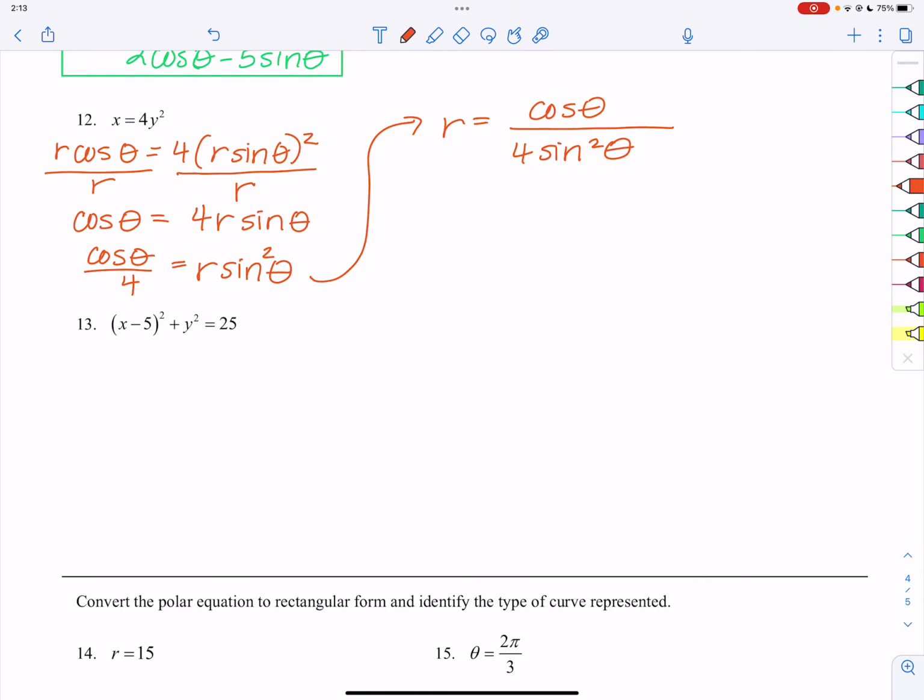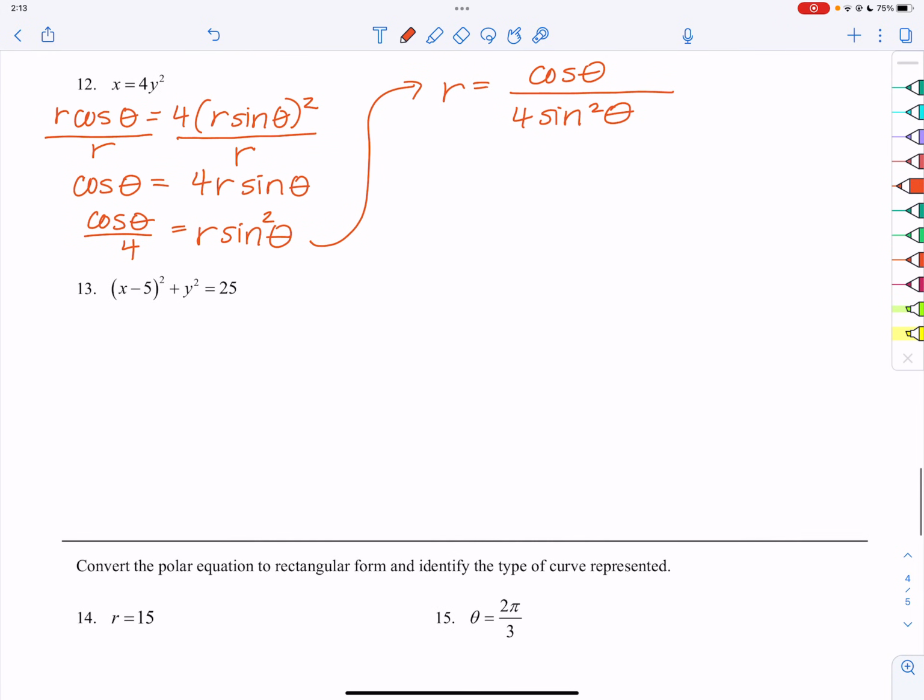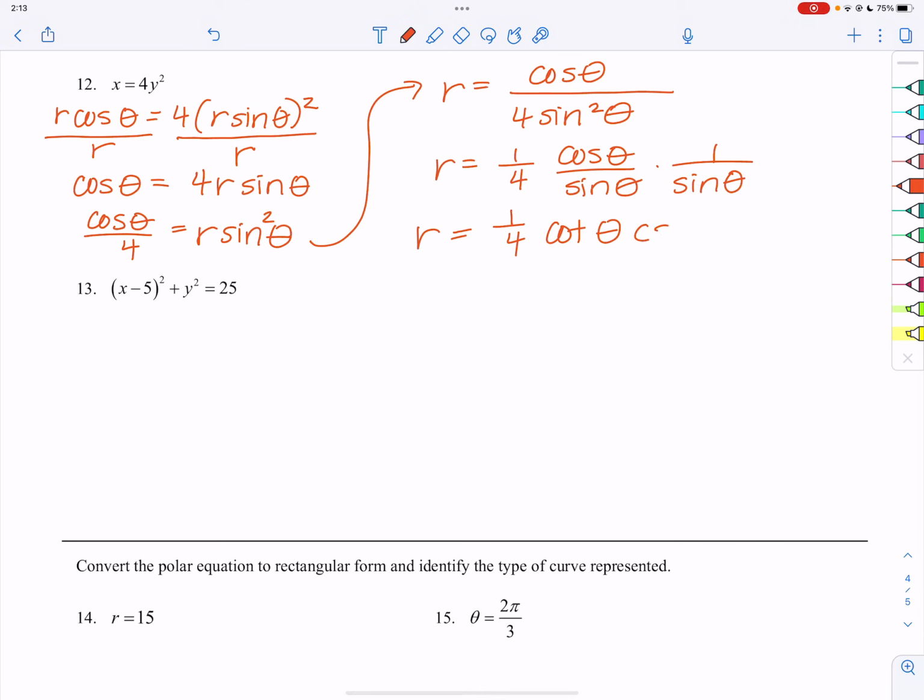Okay, and so now you can see that that is just 1/4, and we can break this up into the cosine of theta over the sine of theta, and 1 divided by the sine of theta, just to give us a little help with our trig functions. So that'd be 1/4 cotangent of theta, cosecant of theta.